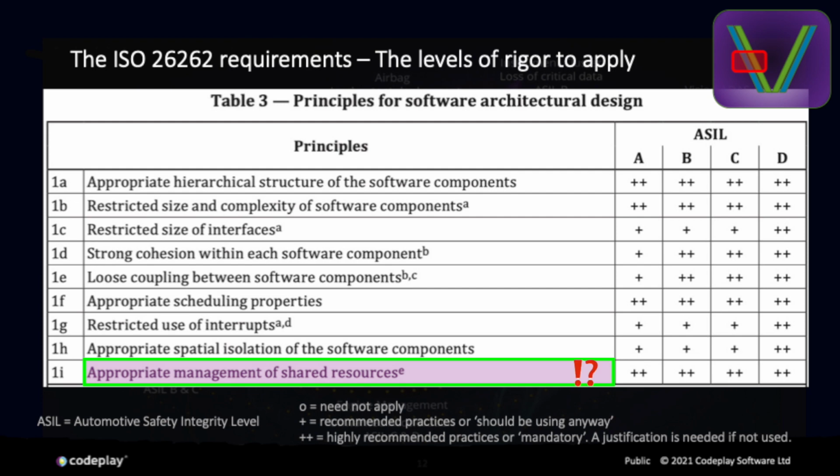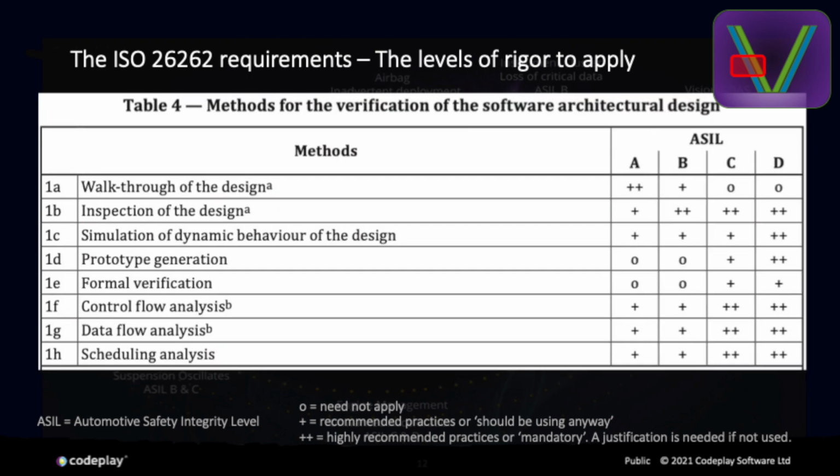ISO 26262 wants to see the stack can operate 24/7 and remain performant and not deteriorate due to poor resource handling. Table 4, methods for verification of software architectural design. There's only one thing in this table I want to bring to your attention, and that is scheduling analysis. This is marked as a challenge, and this particular item complements the other side of the V model, the design and evidence of deterministic scheduling.